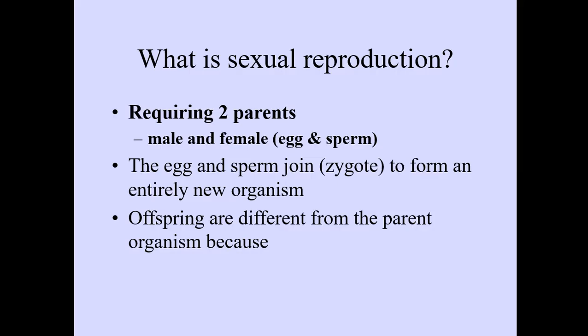Okay? So, what is sexual naman? So, doon naman tayo sa sexual. Kung sa asexual class, isang parent lang ang kailangan. Dito naman sa sexual, it requires two parents. And the two parents should be a male and female. Okay po, dapat babae and lalaki. So, yan, hindi ka makakabuo kung parehas babae sa sexual reproduction. Hindi ka makakabuo kung parehas lalaki. Okay? So, yan, it should be male and female.